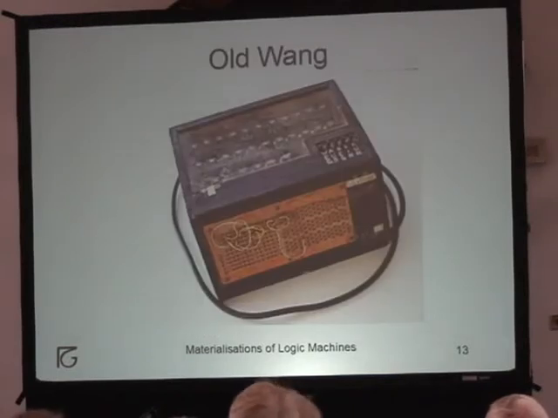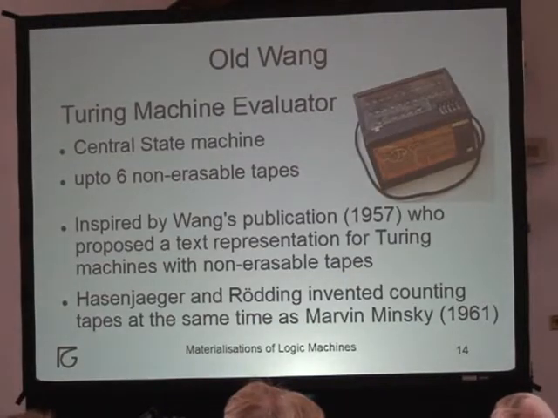Okay, the next one was the old one where he started. I will say a bit more about it later, when I've given you some information about Turing machines. It's a central state machine. It had up to six tapes. I will detail this later. It was inspired by a publication from someone, I think from Oxford or Cambridge, who proposed a text representation, and Hasenjaeger and Redding invented counting tapes at the same time as Marvin Minsky, but this will be detailed later when you have more background about it.